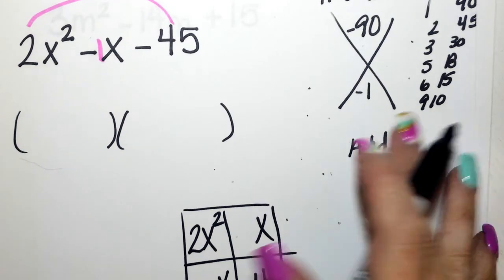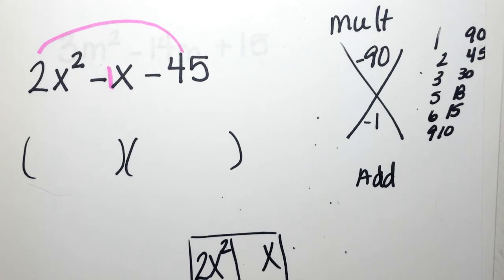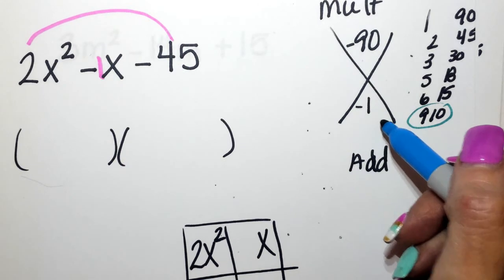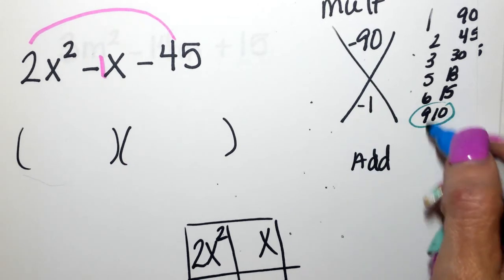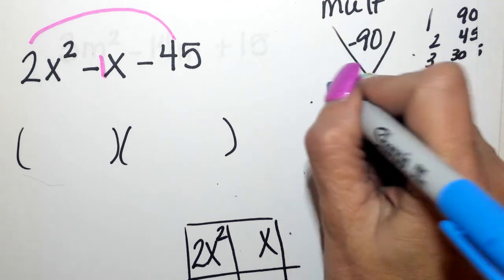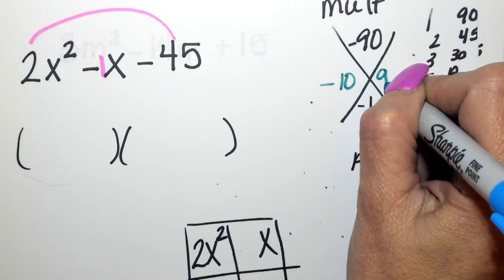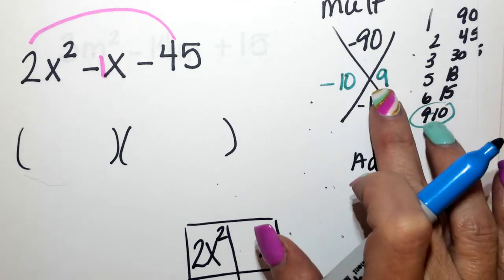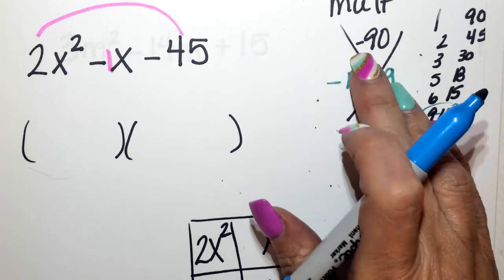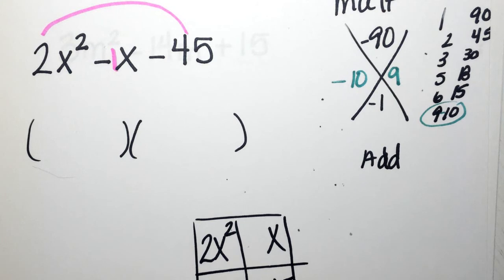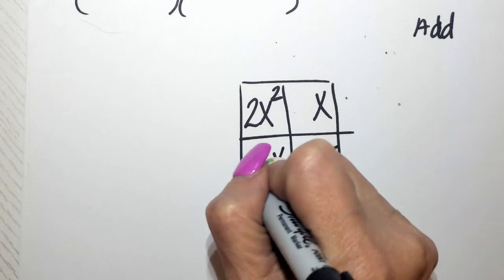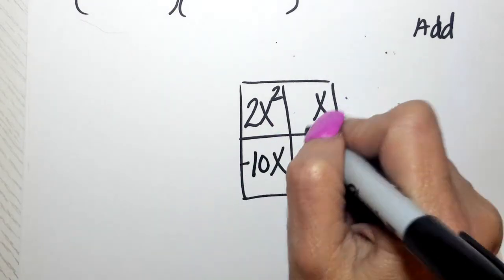Okay, so I need the factors to add up to negative 1. The only ones that are close enough are 9 and 10. If I want to get a negative 1, I would have to use 9 and negative 10. So negative 10 and a positive 9. Negative 10 plus 9 would give me negative 1 when you add them. And when you multiply, you'd get a negative 90. I'm going to take these and plug them in down here. Okay, so I'm going to put a negative 10 and a positive 9.